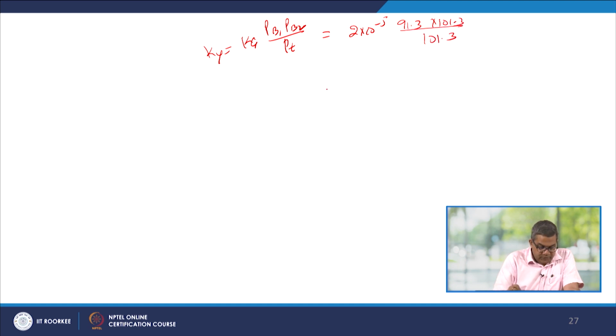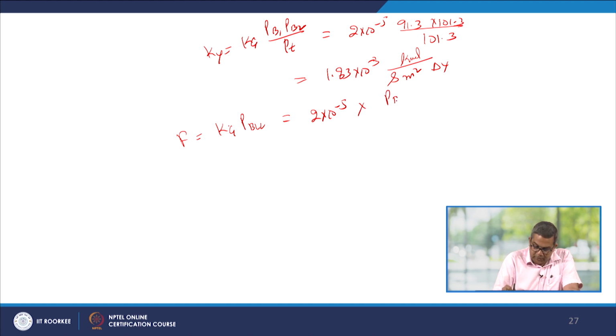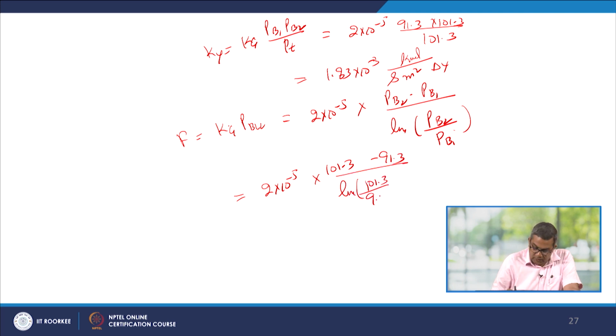So Ky is equal to Kg PB1 PB2 over PT, that is 2 into 10 to the power minus 5 into 91.3 into 101.3 over 101.3, and that is 1.83 into 10 to the power minus 3 kilomole per meter square second delta y. Now F is equal to Kg PBLM, which is 2 into 10 to the power minus 5 into (PB2 minus PB1) over ln PB2 over PB1. This is equal to 2 into 10 to the power minus 5 into (101.3 minus 91.3) over ln 101.3 over 91.3, which is 1.92 into 10 to the power minus 3 kilomole per meter square second, and this is our answer.